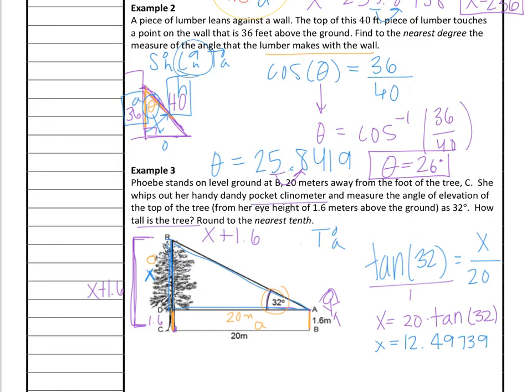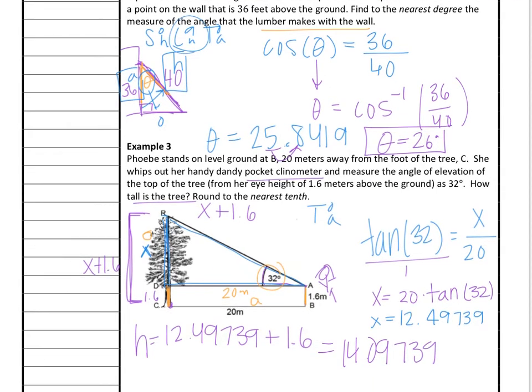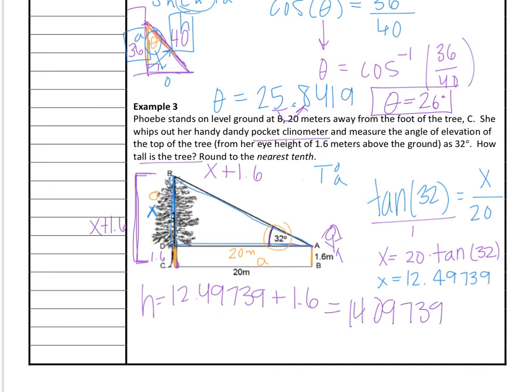So I found x to be 12.49739. Now it does say that we want the entire height of the tree, so don't forget that h, the height of the tree, is equal to 12.49739 plus 1.6. So when you type that in your calculator, you end up getting something like 14.09739. However, we do have to round that because it does say to round to the nearest tenth.